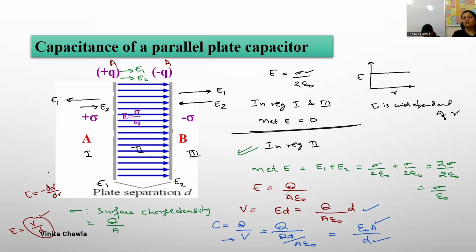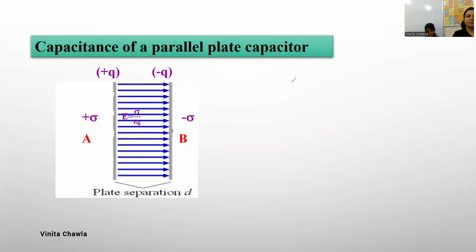Okay, so this is the expression for capacitance of a parallel plate capacitor. C is equal to epsilon naught A by D.